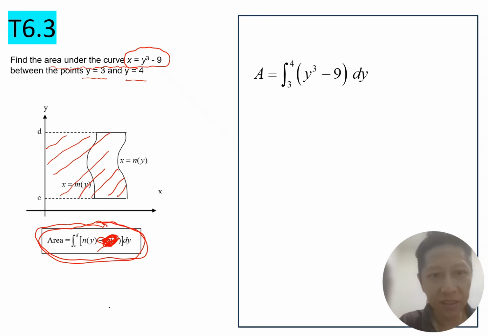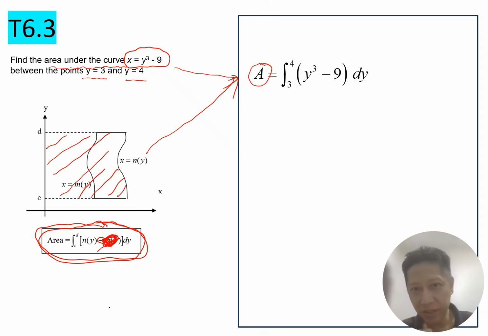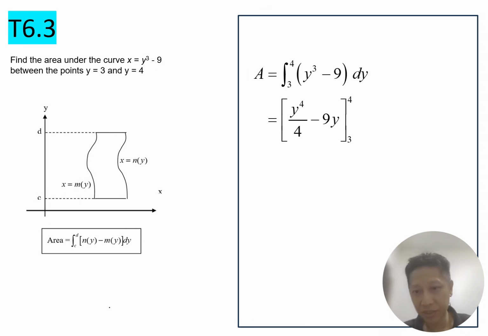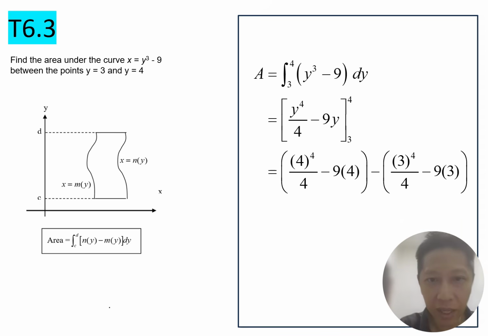The formula for our context will be: I want to find the area, which equals the integral of the function. Our function is y to the power of 3 minus 9. From where to where? I want to find the area starting from y equals 3 until y equals 4. Follow the same process of integration. We have the power rule and also the sum rule. So this one will be the integral of the function. Replacing y with the upper boundary 4, and replacing y with the lower boundary 3.